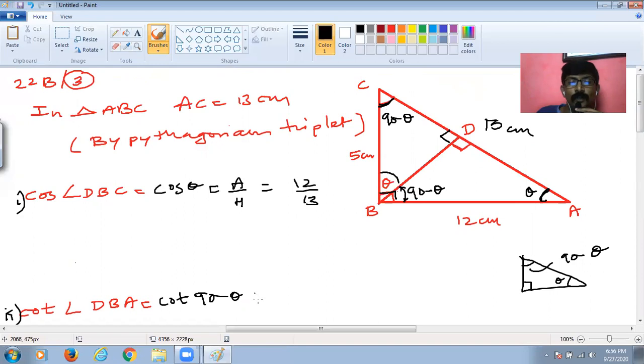Now what is cot ratio? Cot is reciprocal of tan. OA, so this will become AO. Now with respect to 90 minus theta, adjacent will become 5 and opposite will become 12. So this answer will become 5 by 12.